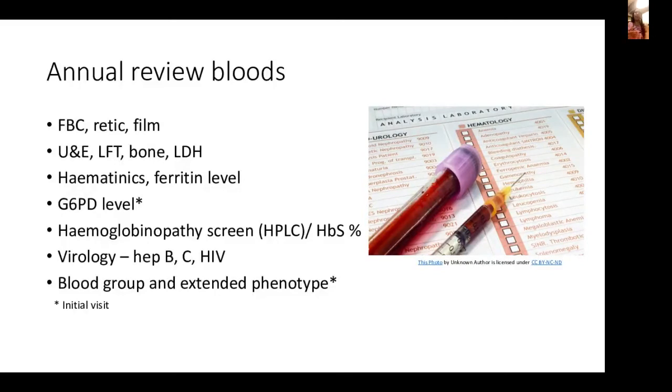We will also tend to do a hemoglobinopathy screen and track the HbS percentage, and do a full hemoglobinopathy screen at the initial visit. We send virology, Hep B and C and HIV, because these patients may have transfusions. And then we always do a blood group and an extended phenotype at the initial visit. What that means is they look for a specific panel of antibodies and try to make sure that patients have blood that's matched to all these minor group antibodies.